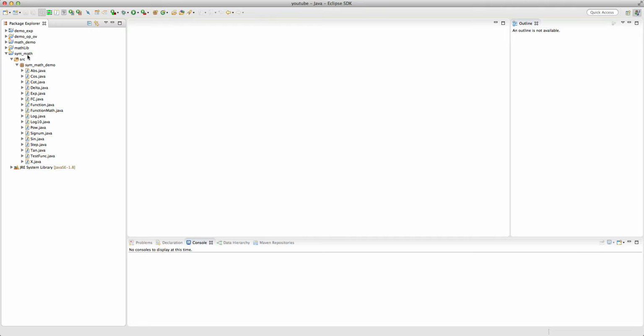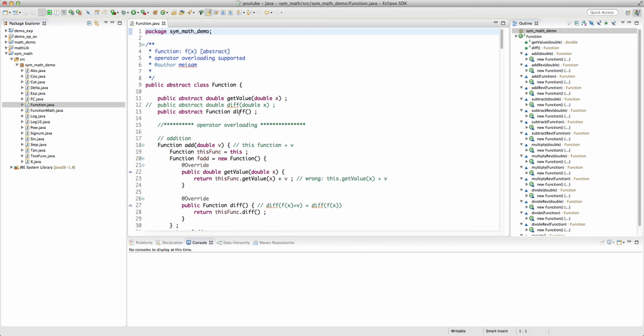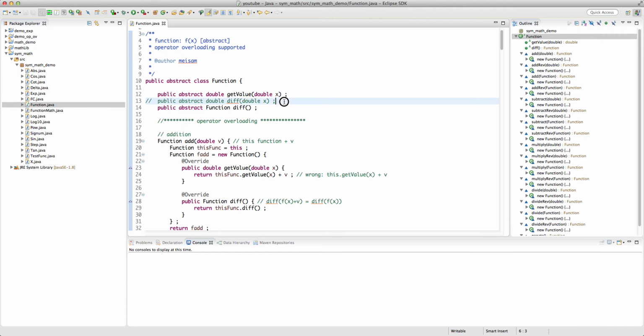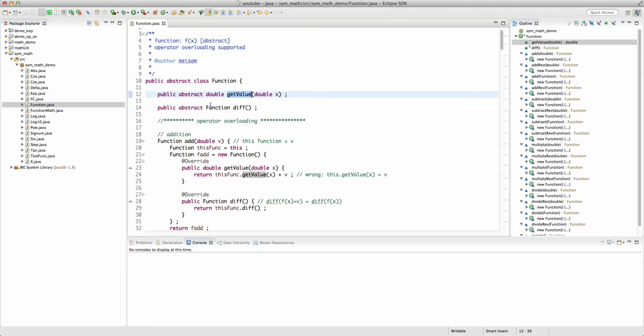Now, if you recall from our Symbolic Math project, we implemented the abstract function, which is the parent function. And we had basically two abstract methods, which define the behavior of each function. So get value and diff, which returns a function.